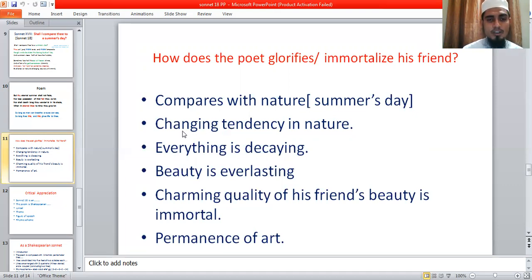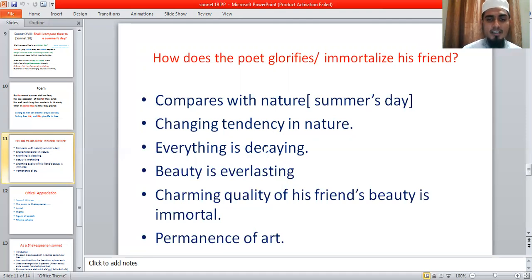So in the second stanza, you can explain in this way the changing tendency in nature. So you can say that we find that there is a changing tendency in nature. A changing tendency is very common in nature. In every natural object, there is a changing quality. You can give examples from the lines here. You can quote the lines in your proof. But the friend's beauty is never changeable. The charming quality of his friend is never changeable. Why? Because he gives permanency by writing this sonnet, writing this poem.